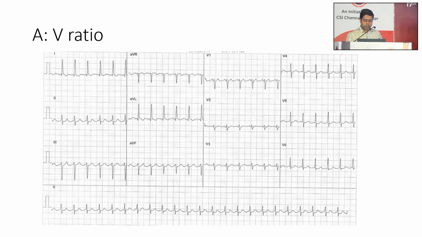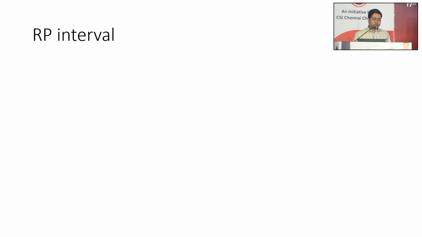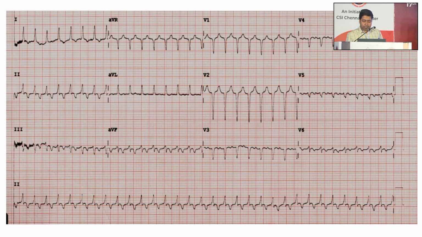Now what are the possibilities? It can be an atrial tachycardia, atrial flutter, or it can be AVNRT also, where an infranodal conduction block is causing this 2:1 AV ratio. Then the second thing we can look at is the RP interval.